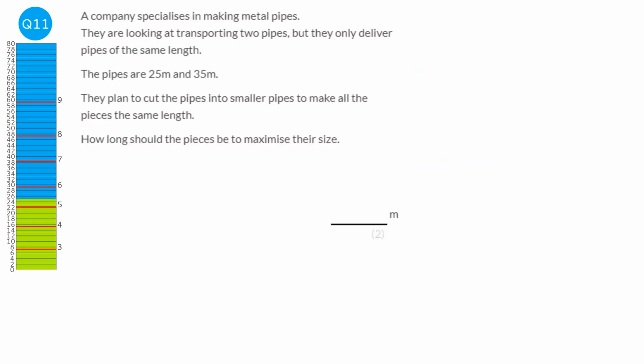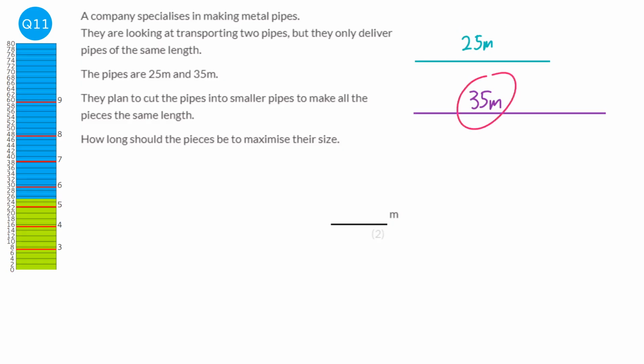So if we imagine we've got the 25 meter pipe here, and we've got the 35 meter pipe here. The question's basically asking us, what can we cut all these pipes into? And they all have to be the same length that will fit with the 25 meter and the 35 meter. Essentially, what this question is asking is, what is the highest common factor of 25 and 35?